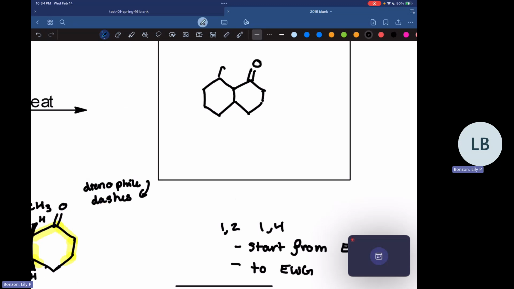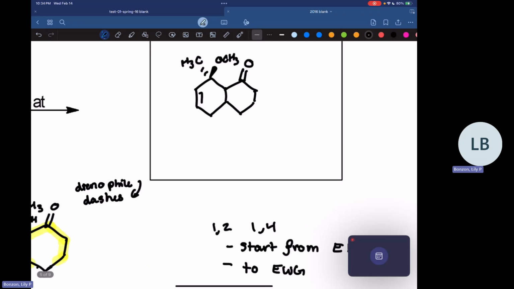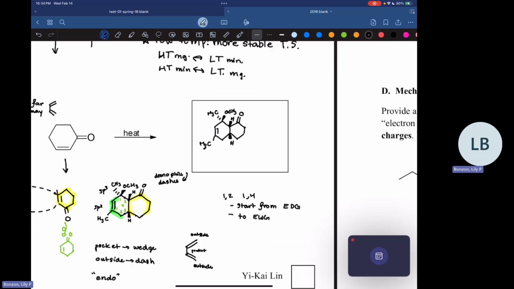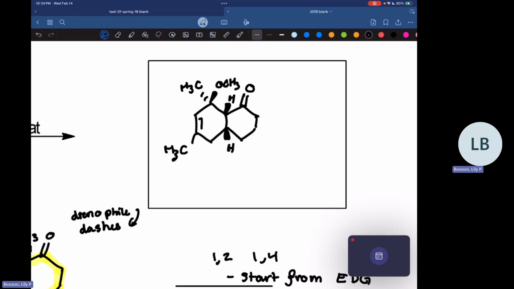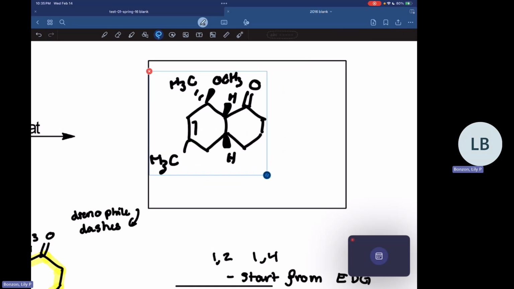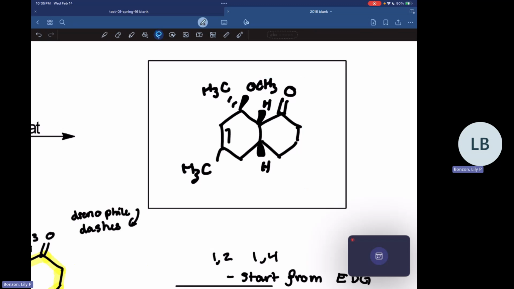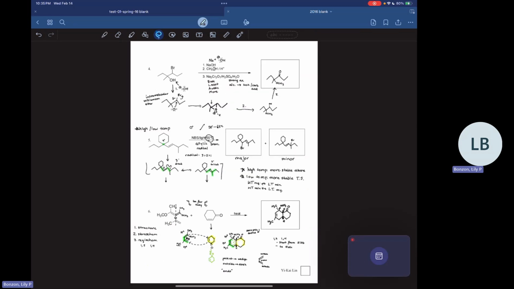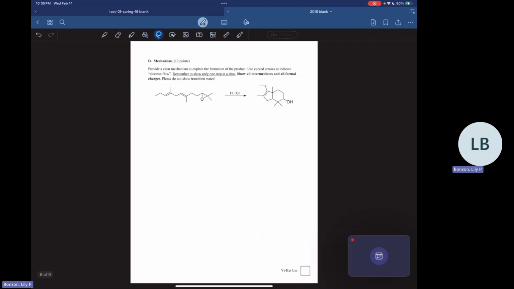All right, so we've got our wedges and our dashes. Don't forget your double bond. Don't forget your hydrogen wedges. So it's a lot to think about, but if you do it step by step, it makes it a little bit easier. All right, and with that, we're done with the reaction. So now we're going to move on to our mechanism.